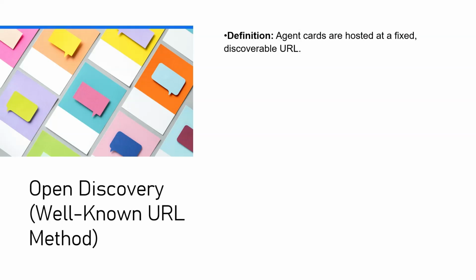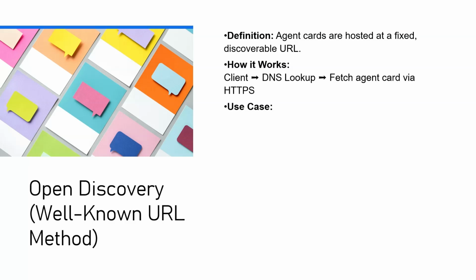What this means: agent cards are hosted at a fixed discoverable URL. Usually it's in the .well-known location under a domain. How this works is a client sends a request to a domain name through DNS lookup, and the agent card is fetched over the HTTPS protocol. This works only when we know the domain name of the remote agent's location, or a public agent is located in a public domain, then we can use this method.